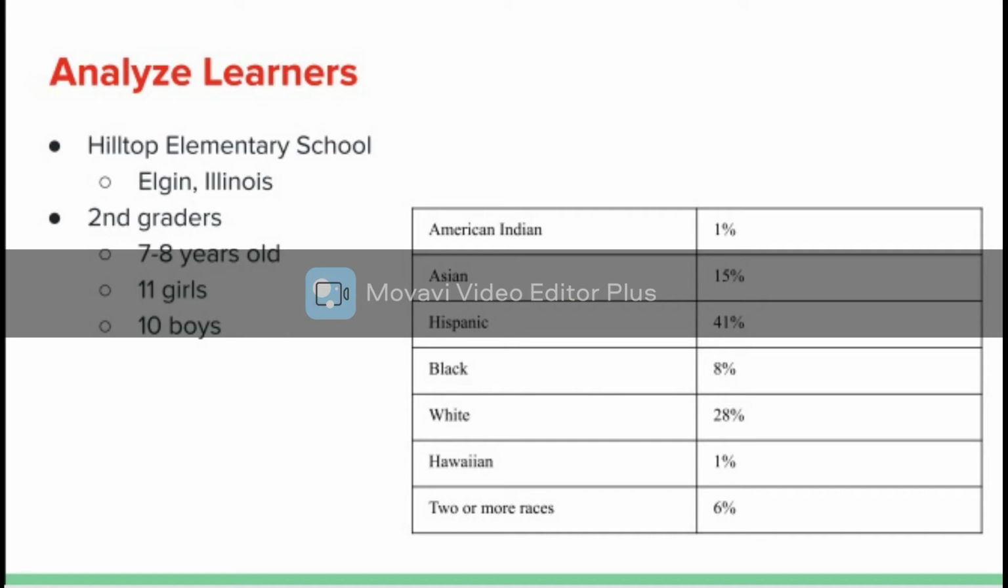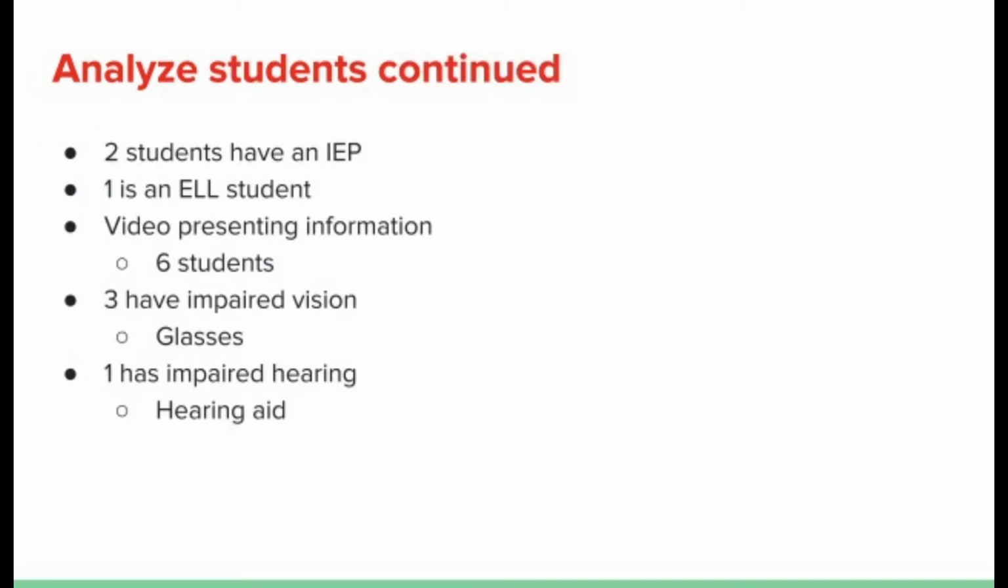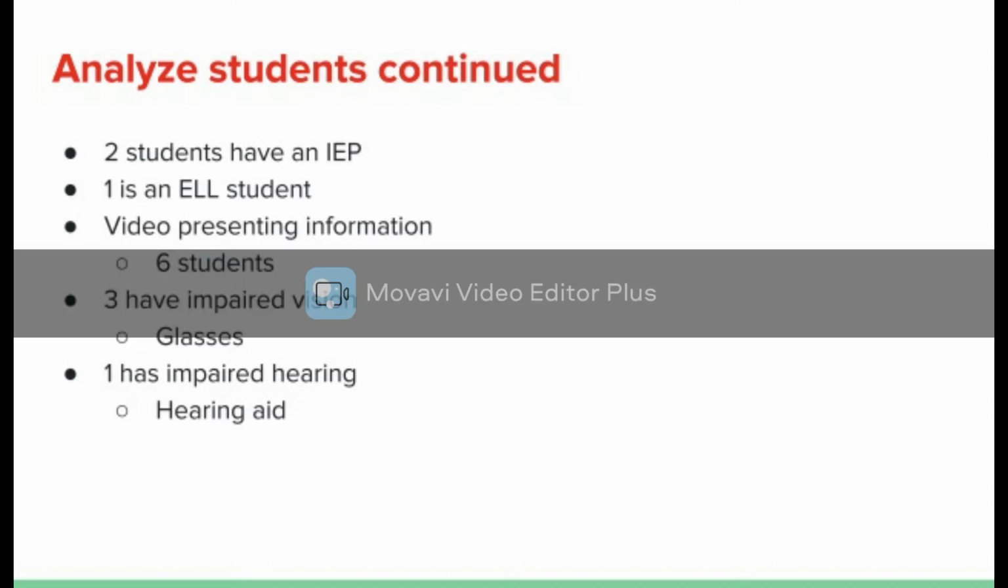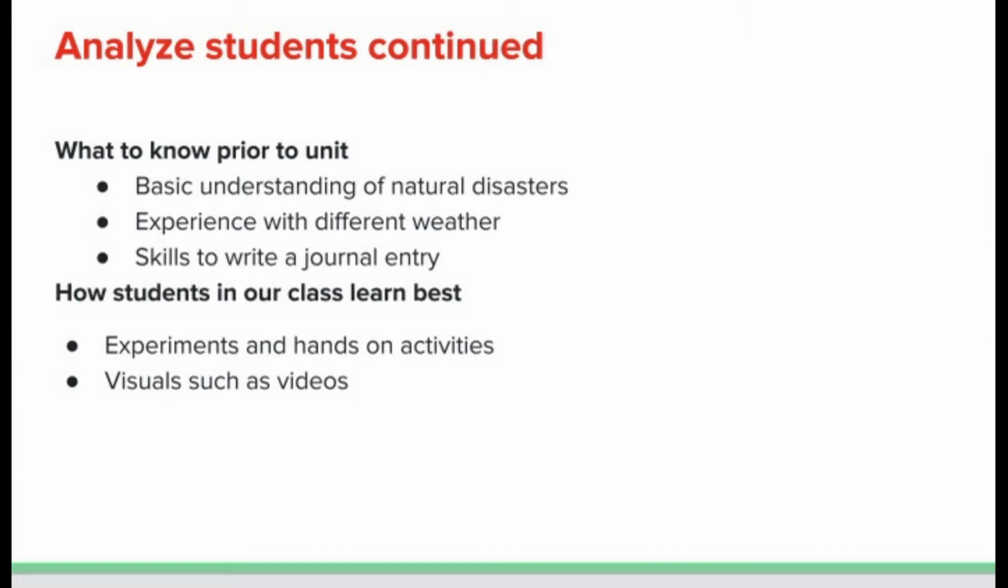We teach second grade at Hilltop Elementary School in Elgin. We have 11 girls and 10 boys in our class, and you can see to the right the breakdown of our students. We have a few students that have IEPs, 1 ELL student, 3 that wear glasses, and 1 with a hearing aid. What we expect our students to know prior to the unit is a basic understanding of natural disasters, experience with different weather, and skills to be able to write a journal entry.